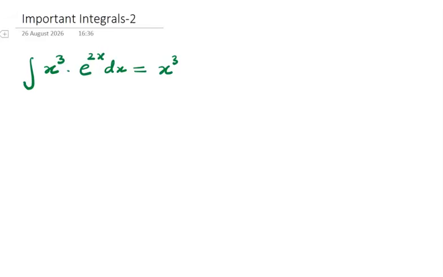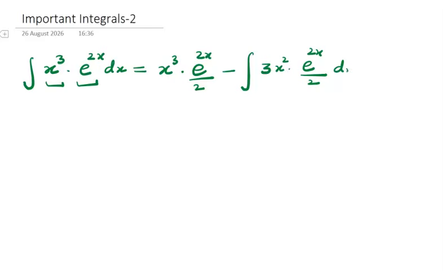x cube, first function, into integration of second. Integration of second is e to the power 2x upon 2, minus integral of derivative of first. So derivative of first is 3x square into integral of second. So this is your v, this is your u, or this is your first and this is your second. So integral of second is e to the power 2x by 2 dx. And we see this integral still is to be solved. So let us do that in the next step.